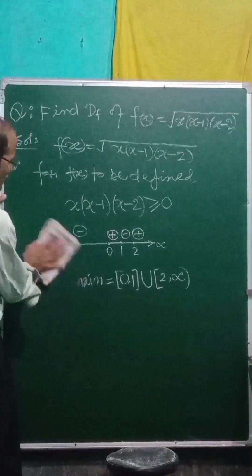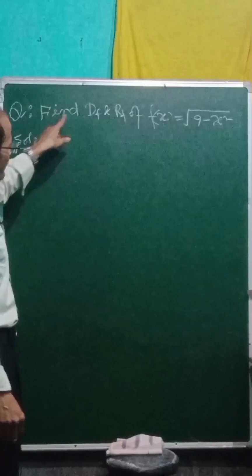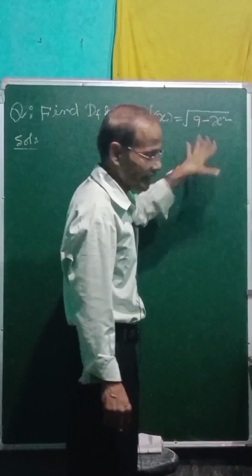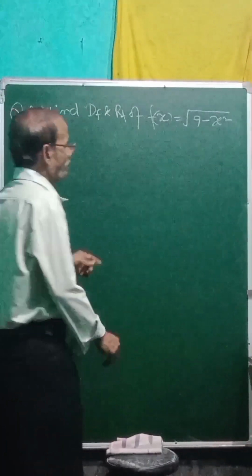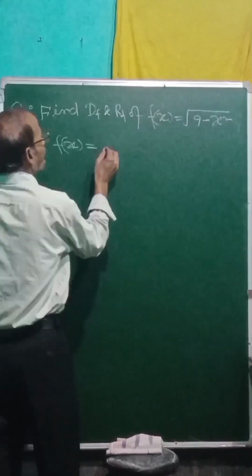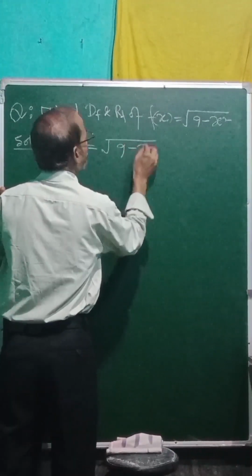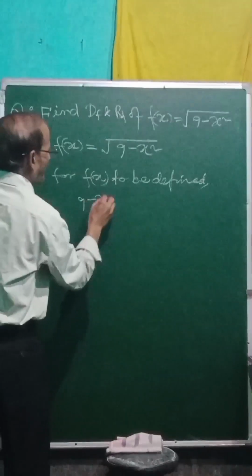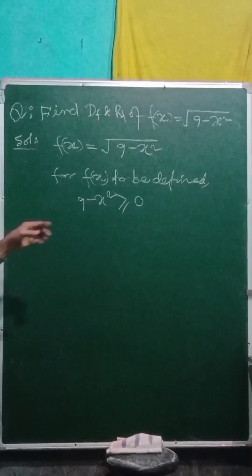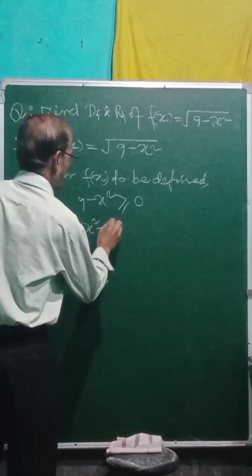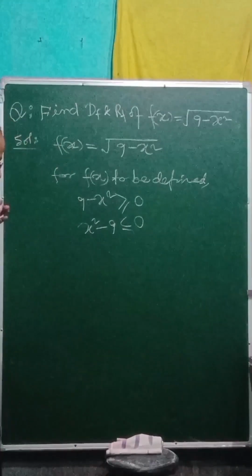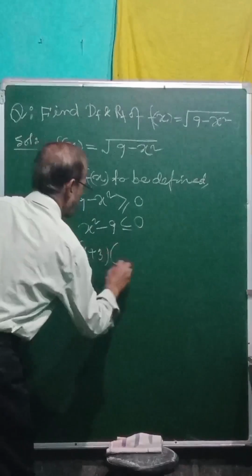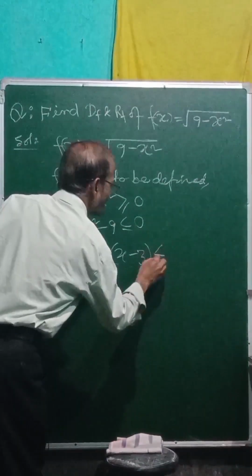Next we are taking another problem of square root type. Find the Df and Rf of the function f(x) is equal to root over 9 minus x square. I am taking this one, and next I will take the reciprocal of this. So solution, f(x) is equal to root over (9 minus x square). For f(x) to be defined, 9 minus x square must be greater than or equal to 0. So x square minus 9 is less than or equal to 0. By changing the sign, (x plus 3) into (x minus 3) is less than or equal to 0.